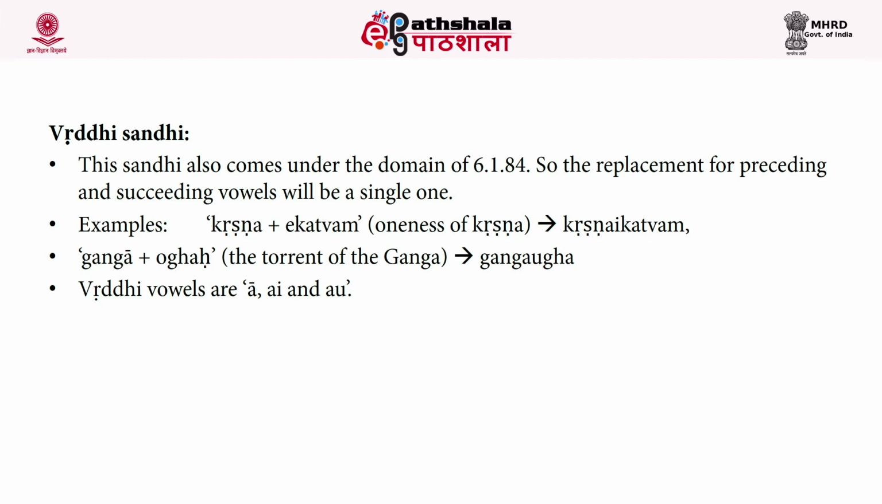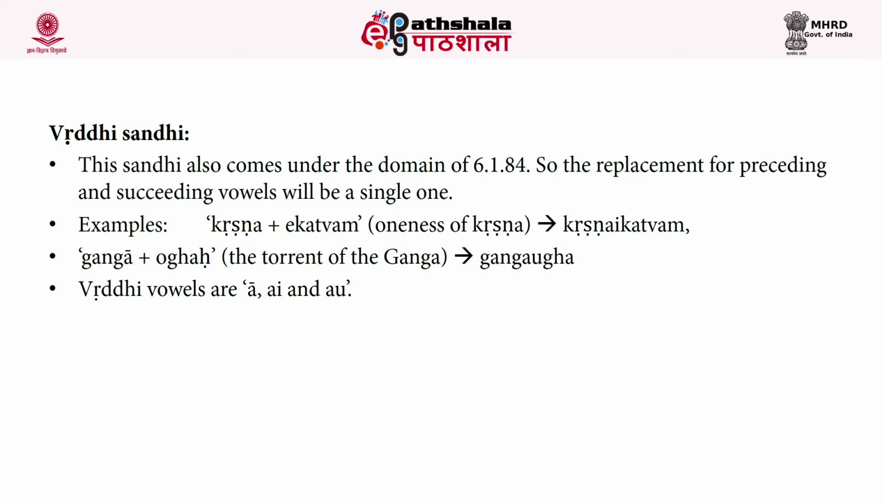Sutra 6.1.88 states that when a or ā are followed by the pratyāhāra ec, that is e, o, ai and au, vṛddhi is the single substitute for the preceding and succeeding vowels. The term vṛddhi is defined by the Sutra vṛddhir ād aic 1.1.1. Here ā, ai and au are called vṛddhi. So vṛddhi substitutes are ā, ai and au.